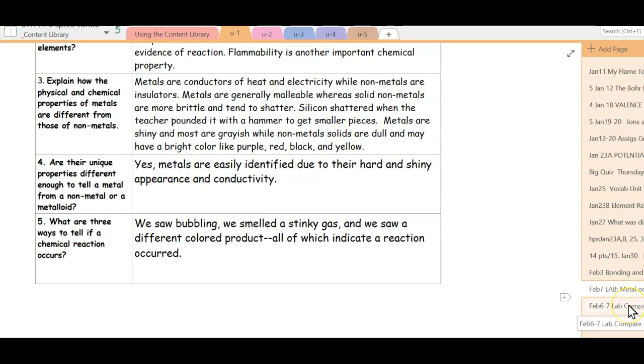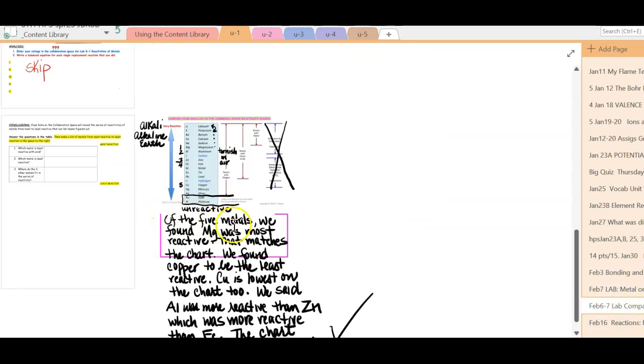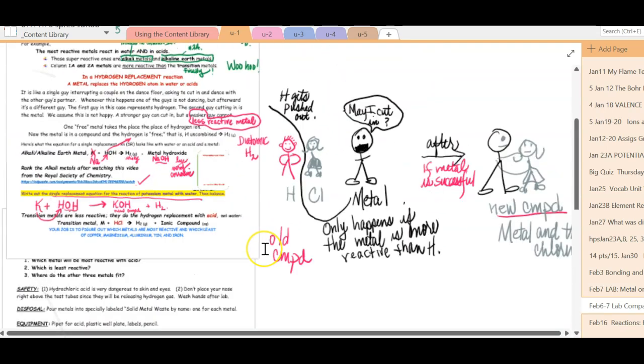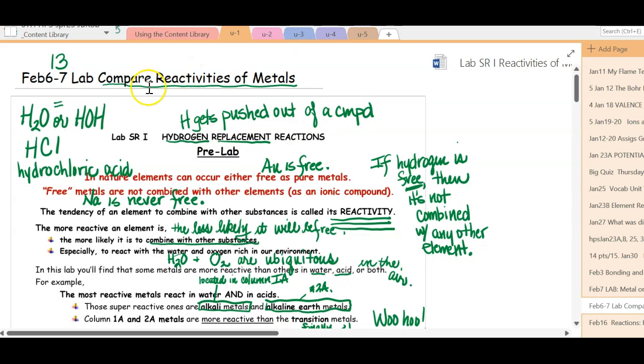All right. Now, the next lab we did was this one. Oh my goodness, let's make this bigger, in which we were comparing the reactivities of metals. And the way that we tested it was to combine it with acid. All right, and that's because we were using transition metals. We saw that alkali metals will react with water, and so will alkaline earth, the majority of them. But the transition metals only react with acid. So I had to use acid so we could get the most reaction possible, and it worked, didn't it?